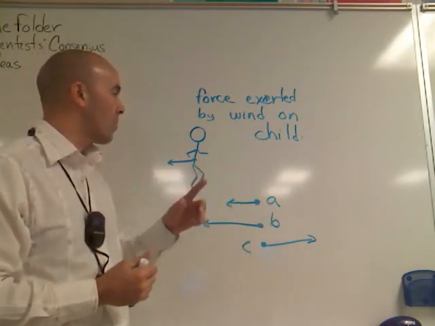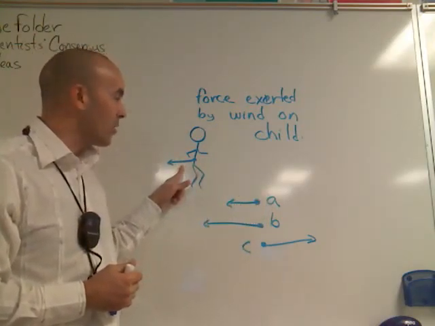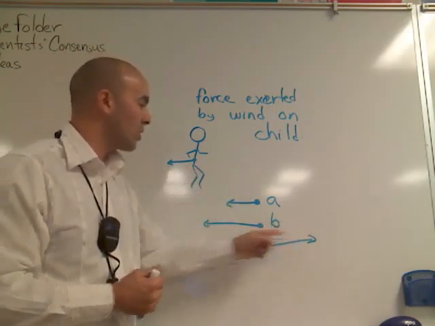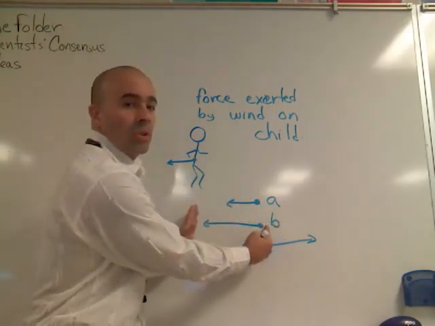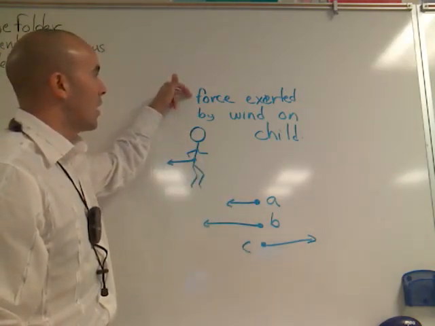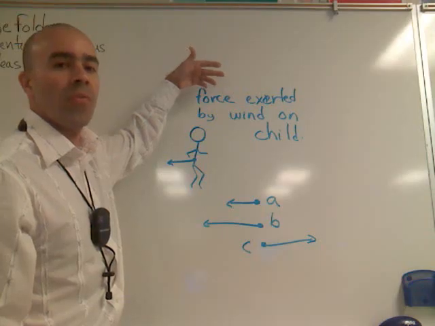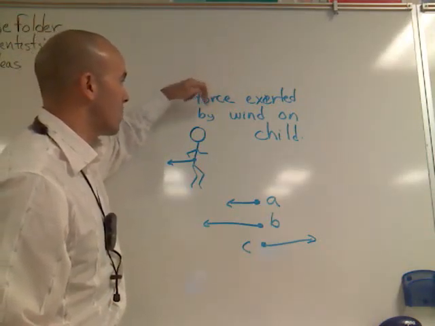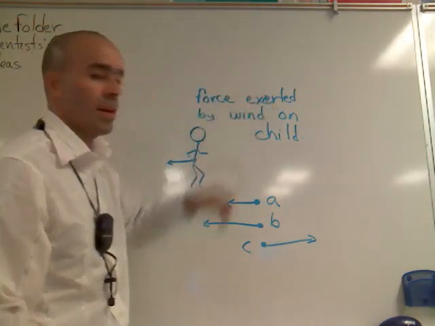A force diagram is composed of an arrow. The arrow tells you the direction of the force and the strength of the force, if you compare it with another arrow. And it also tells you the source of the force. Force exerted by the wind on the child.